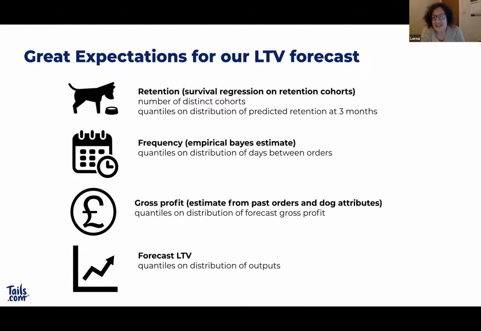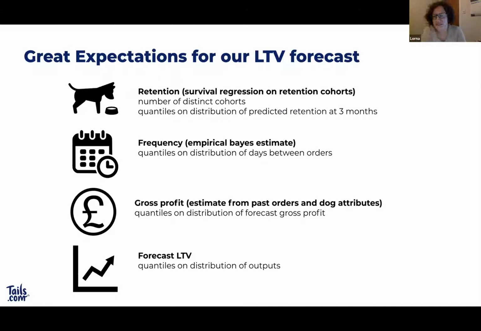So here, just to give a little bit of a run through of what this practically looks like on our lifetime value model. The retention is the most complex piece of this, and it's made up of different cohorts of lookalike pets and survival regression on top of that. So we have expectations here on the number of distinct cohorts at play, and also some descriptive statistics on what that means for a forecasted retention at a 3-month point post sign up.